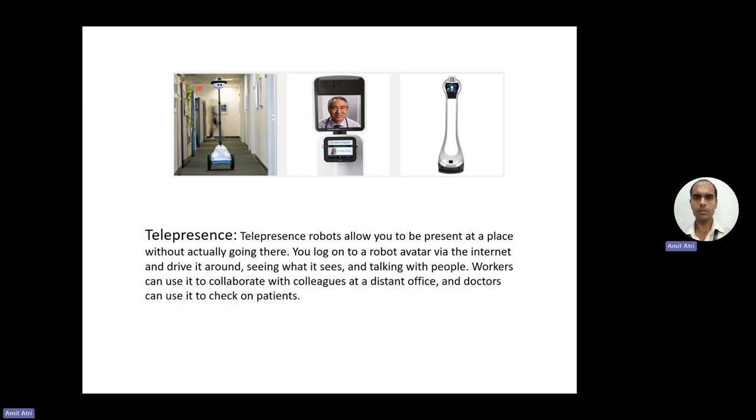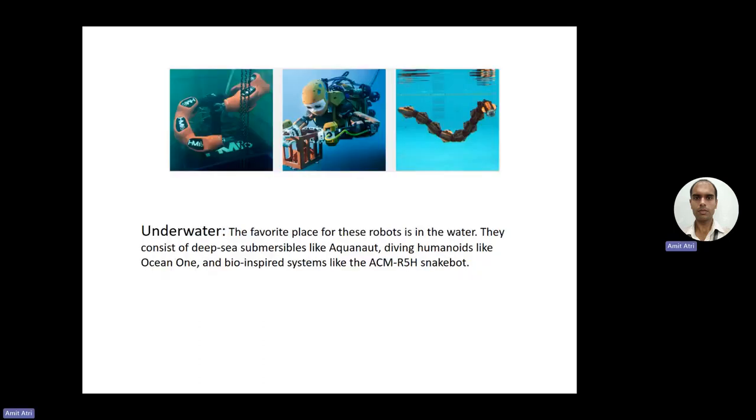And another category is the underwater robot, working underwater. These images give an idea of some popular or common underwater robots. The first one is the deep submersible, the Aquanaut. Next one is the diving humanoid robot, the Ocean One. And another one, the bio-inspired system like the ACM R5H Snakebot. Okay, so I shall stop here for today.